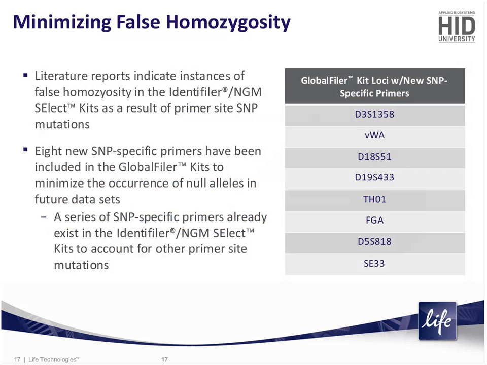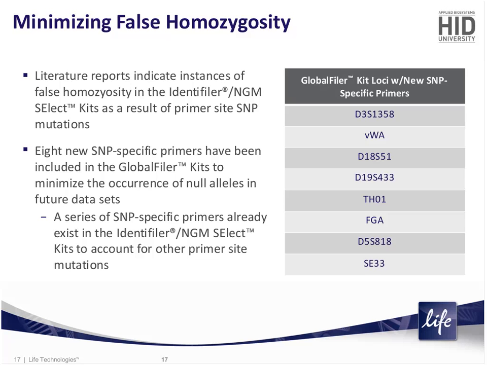But concordance is not the only important aspect of genotyping. We also want to maximize the accuracy of our genotyping. And to do that, we need to reduce the levels of false homozygosity that we know have been reported with some of our chemistries and our existing primer sequences. There are numerous literature reports that indicate instances of null alleles with some of our other chemistries as a result of SNP mutations in the primer binding site region. So to address this for the GlobalFiler kits and maximize the accuracy of our calling, we've actually introduced 8 new SNP-specific primers into the GlobalFiler kits, which will help to minimize the occurrence of null alleles in future data sets.